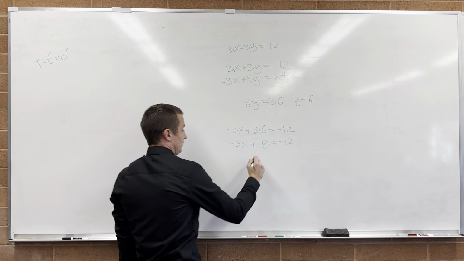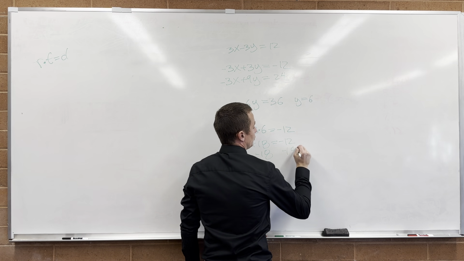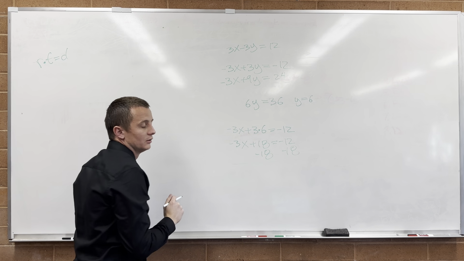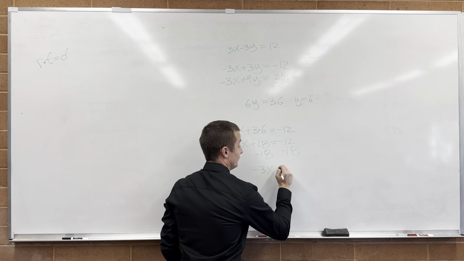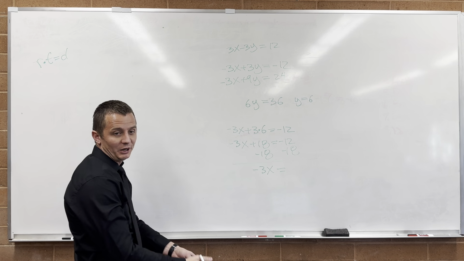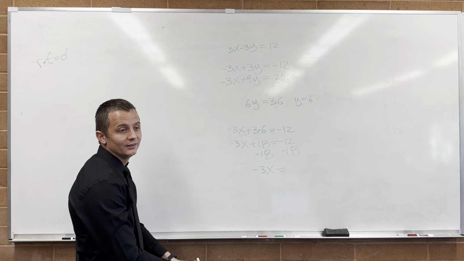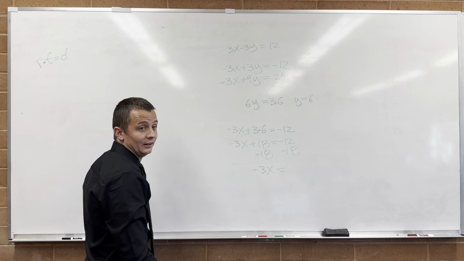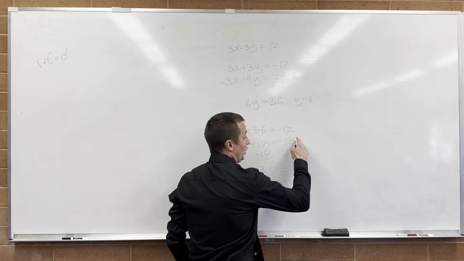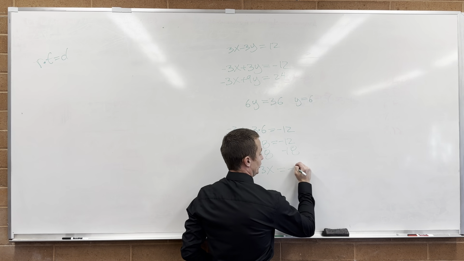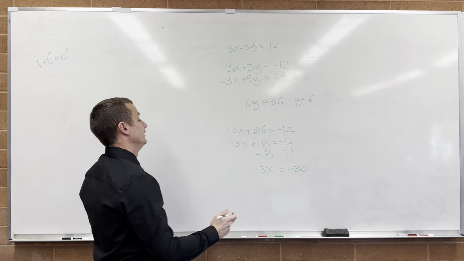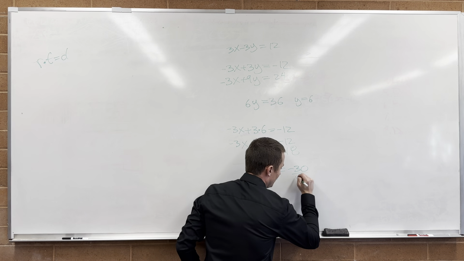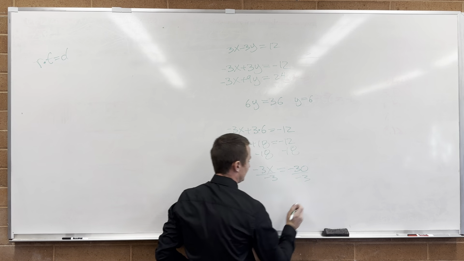Subtract 18 from both sides. Negative 12 minus 18 leaves us negative 30. Now what? Divide both sides by negative 3. And x is equal to? Positive 10. So the solution is x equals 10 and y equals 6.